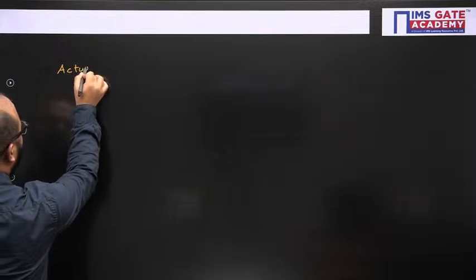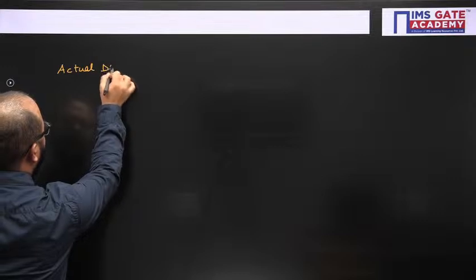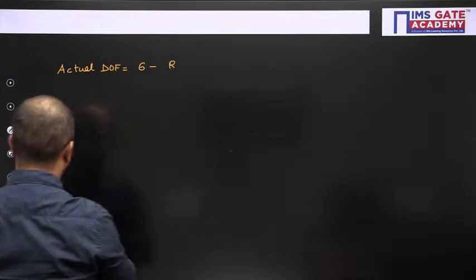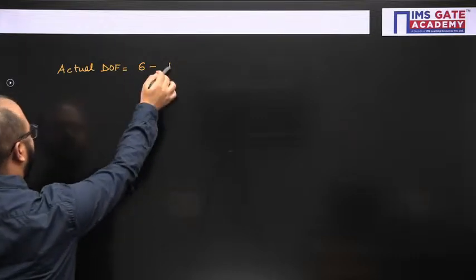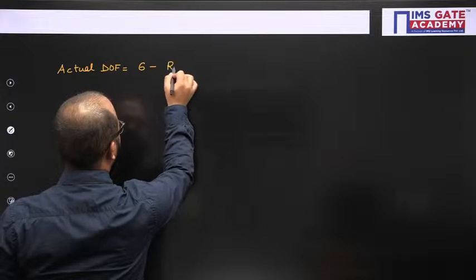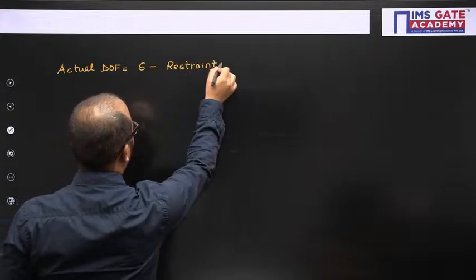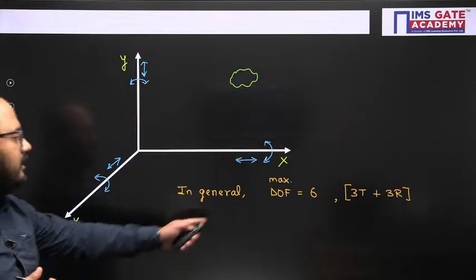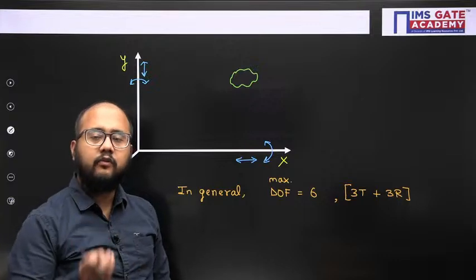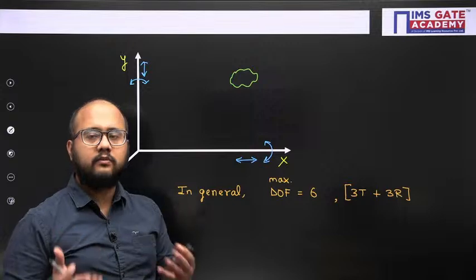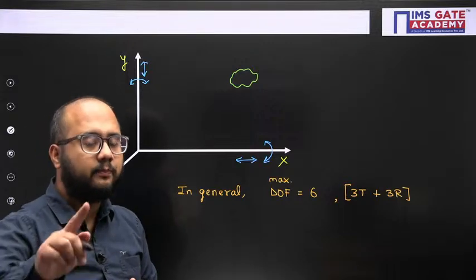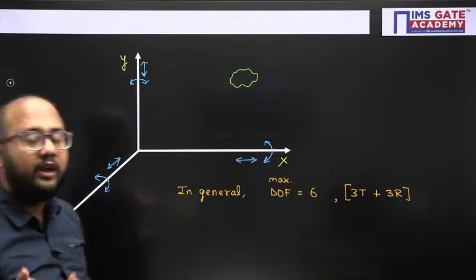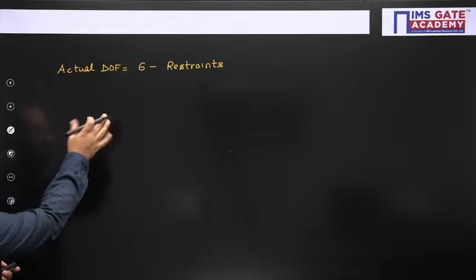In actual, the degree of freedom will be 6 minus the restrictions that have been applied or that are there in the system. 6 minus restraints. So the restrictions that are coming in the mechanism. The total maximum possible degree of freedom is 6. In actual reality, the degree of freedom will be somewhat less than 6. So why is it less than 6? Because of some restrictions. How those restrictions come into the picture, we'll discuss in the later part of the lecture. I will explain from where those restrictions are coming. So in actual, the degree of freedom will be 6 minus the restraints.